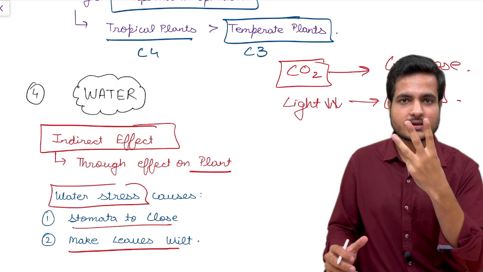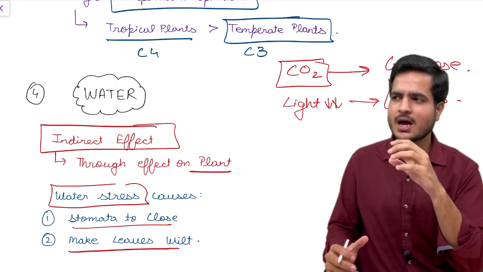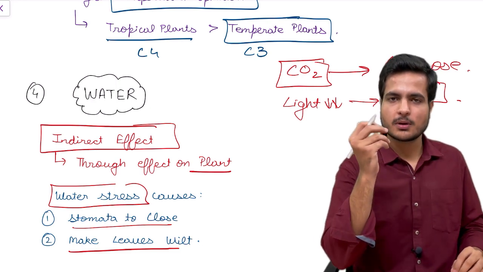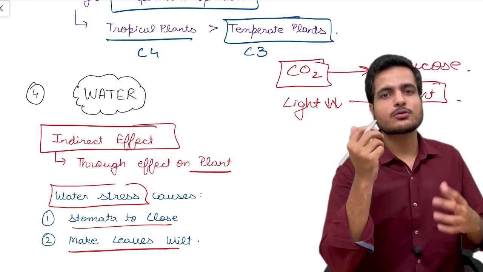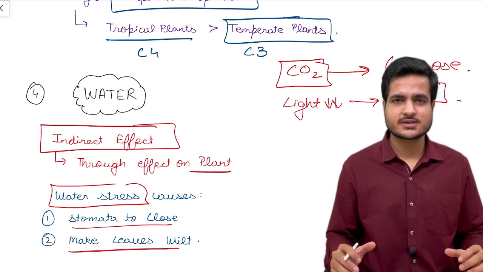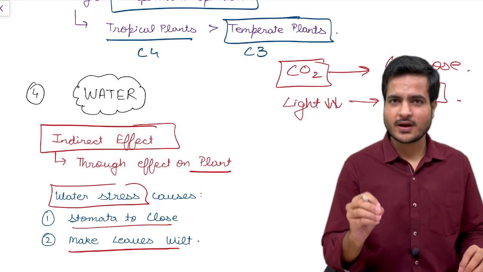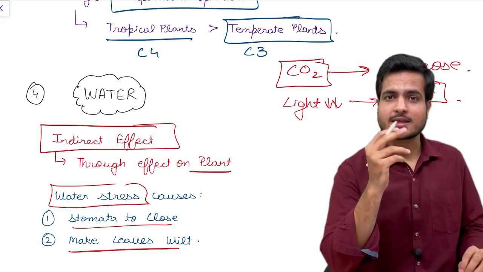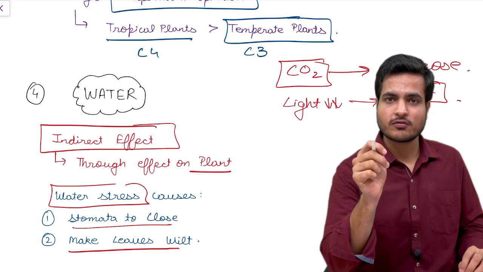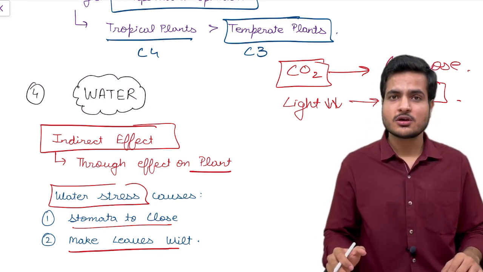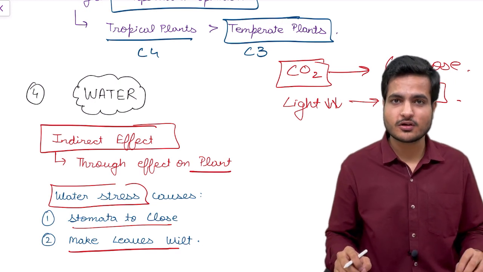Coming to the third factor, that is temperature. Higher temperatures are tolerated by C4 plants just because they are belonging to tropical regions. And now the last factor, which is water, influences the rate of photosynthesis indirectly. It has effects on the leaf. First of all, it causes stomata to close, and the second thing is it will cause wilting of leaf. Therefore, surface area will reduce. And with this, we have finished the factors which are influencing the rate of photosynthesis.